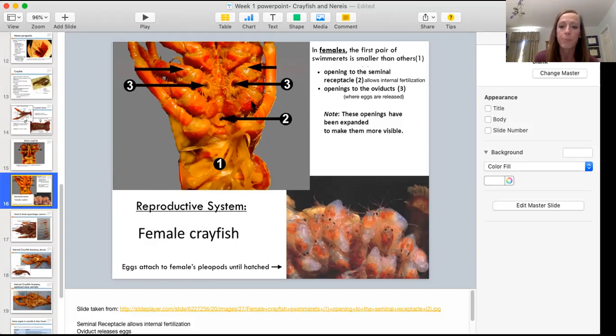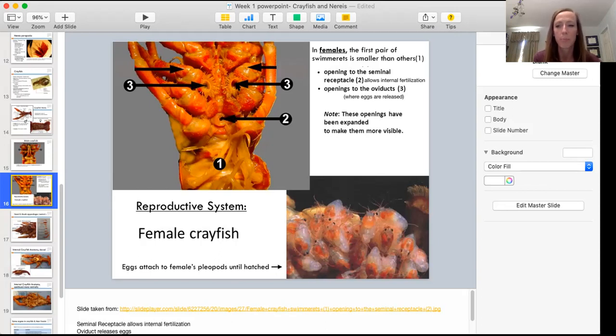So you can see that they're present here. This is a very idealistic picture. In your specimens, they will not be nearly so noticeable. They've been expanded just to make them more visible, and you know that they're there. But if you look at your specimen, usually around the location of the last walking leg, you're going to be sort of around the first pleopod or swimmerette, you'll see then that opening to the seminal receptacle. You'll be able to see that.